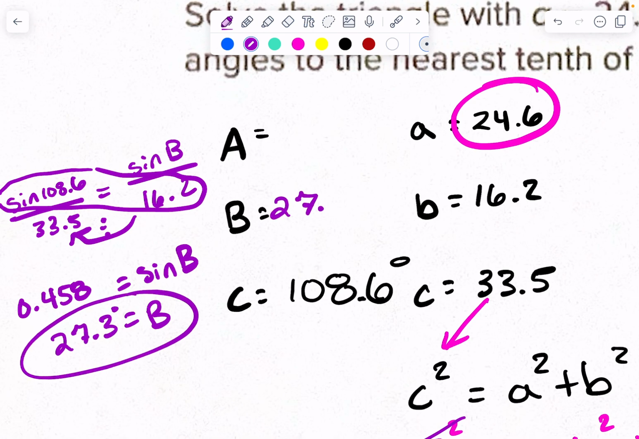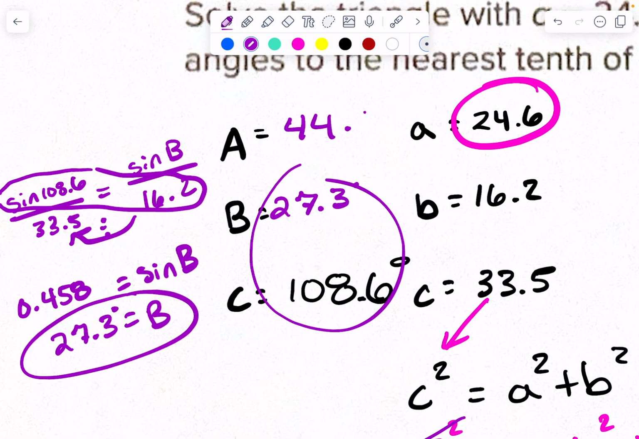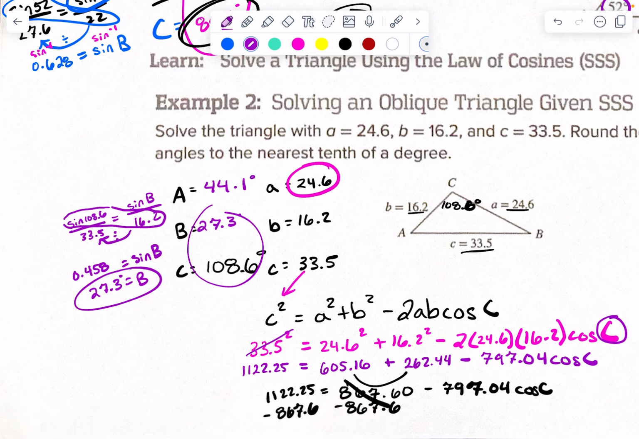Okay, last thing, my favorite. Add these together and subtract from 180. And I get 44.1 degrees to solve that. Okay, so a little bit of work, but that's solving for an angle.